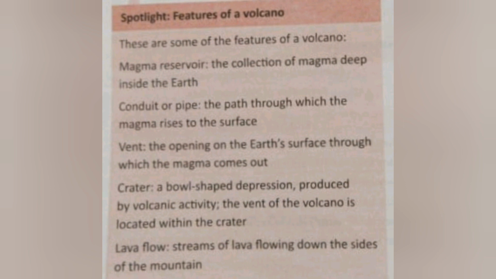Next we have to discuss the structure of the volcano, what a volcano is and how it looks like. We will be discussing it in detail. The vent is the opening present on the earth's surface through which the magma is oozing out. Crater is a bowl-shaped structure or depression formed due to the volcanic activity. And the vent is also present.